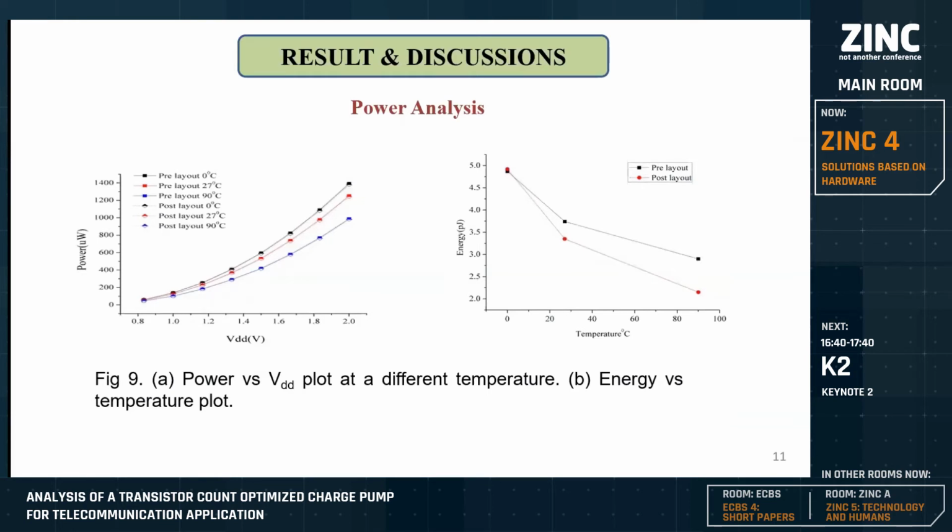The power and energy analysis has also been done for different temperatures, varying the VDD, that is the source voltage. So the power and energy of the circuit are also measured at different temperatures. It is apparent that both the power and energy decrease with the rise in temperature, as the mobility of the carriers slows down.